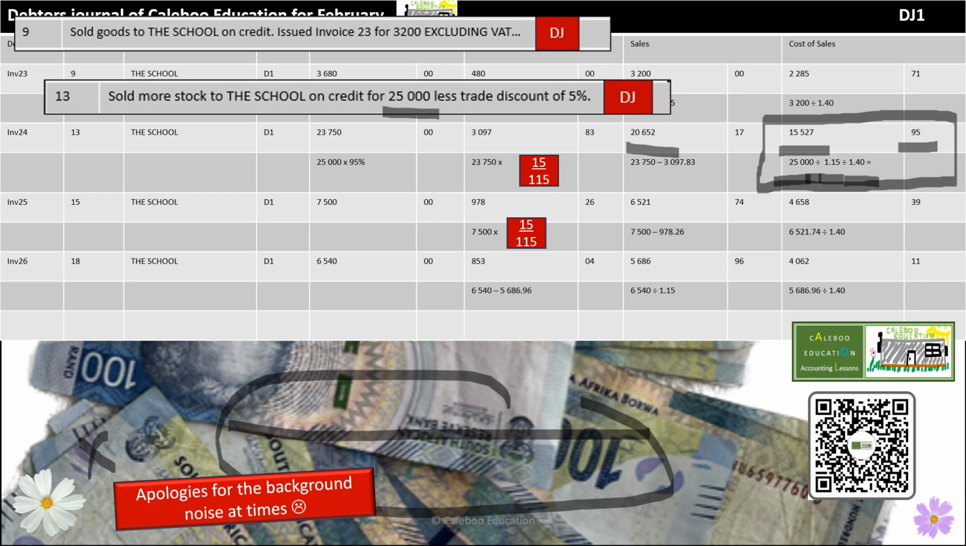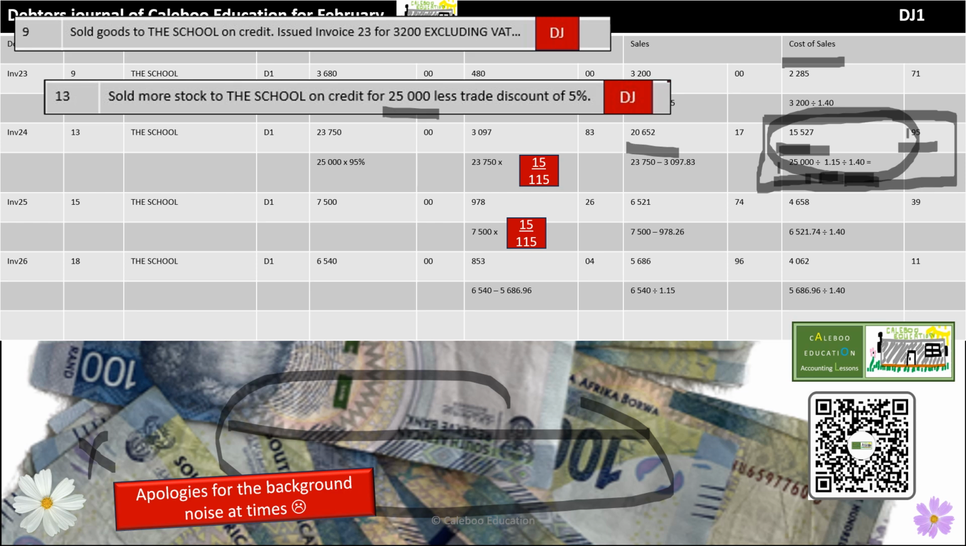This little section that I'm highlighting here, it could be a trick question. How do you calculate the cost of sales? You take the amount before the trade discount. You take off the VAT by dividing by 1,15, and you take off the markup, which is 40% on the cost price, by dividing by 1,4, 1 plus 40%, and that equals 15,527 and 95 cents.